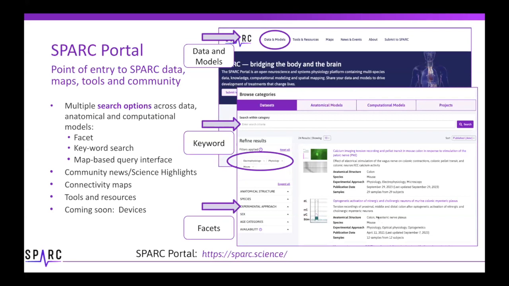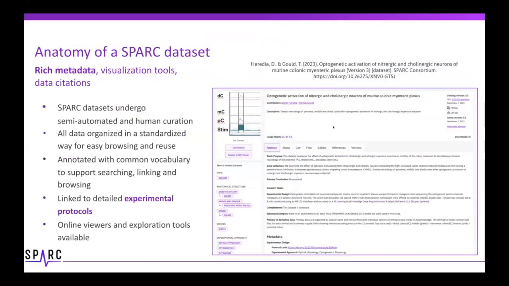I'm going to focus on the data sets here. So if you click on one of these data sets over here, this one is called optogenetic activation of nitrergic and cholinergic neurons of the murine colonic myenteric plexus. All SPARC data sets undergo semi-automated and human curation. So SPARC is highly curated so that all data sets are organized in exactly the same way to make it much easier for you to browse and understand a given SPARC data set. Because we are multimodal and multi-species, nevertheless, they are all organized in exactly the same way.